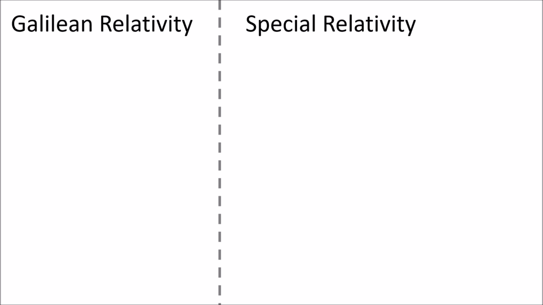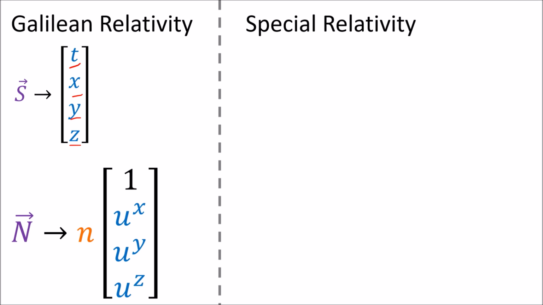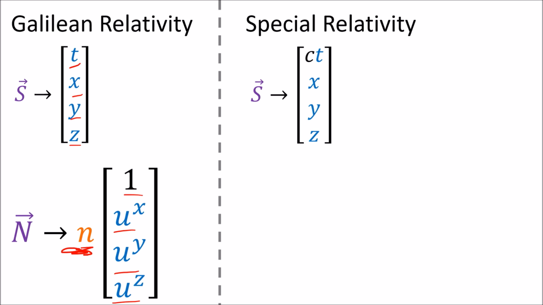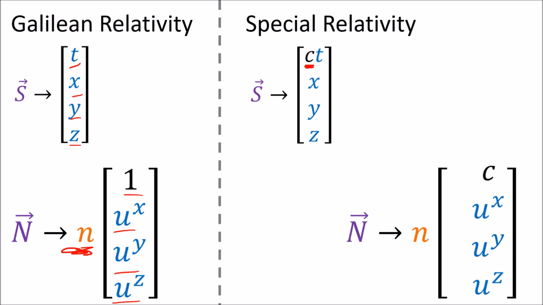In Galilean relativity, we know that the 4-position vector s looks like this, with the 4 components being t, x, y, z. And the number flux vector looks like this, with the number density multiplied by a vector of 1 and the 3 spatial velocities. In special relativity, the 4-position vector s looks the same, except we multiply time by the speed of light c to make the units consistent for all 4 components. For the number flux vector, we also multiply the time component by c to make the units consistent. To take the effects of time dilation and length contraction into account, we need to multiply each of these components by the gamma factor.